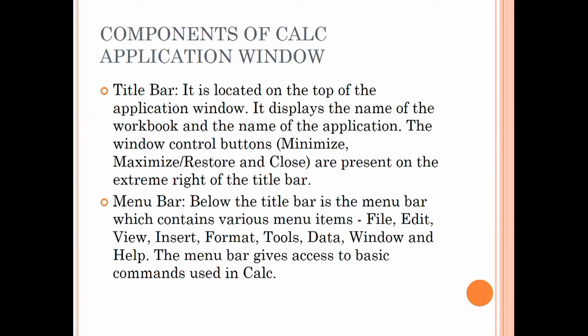Now, we are going to discuss the components of the CALC application window. First component is the title bar. It is located on the top of the application window. It displays the name of the workbook and the name of the application. The window controls buttons, minimize, maximize, restore and close, are present on the extreme right of the title bar.